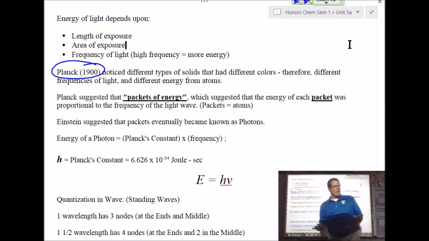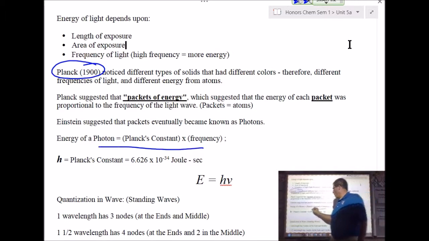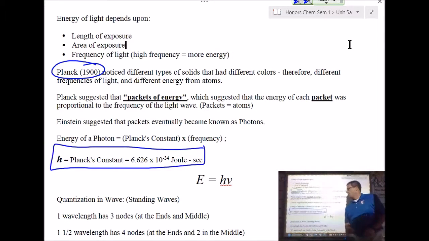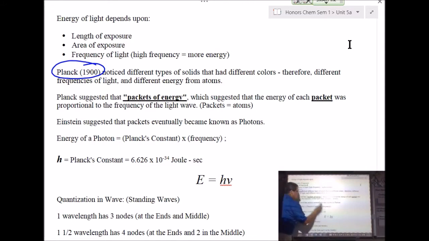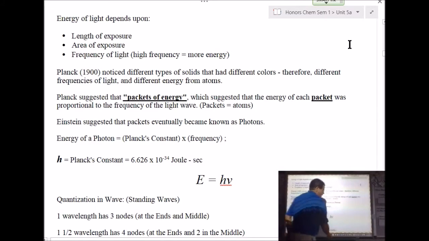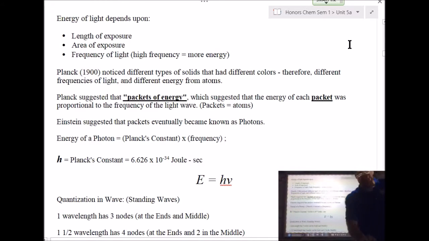Now, Planck, we don't need to know the guy's name. We don't care what he did, but we do care about his constant. Planck's constant is something that will be given to you. You have to know how to use it, and it is used in the energy calculation for waves.